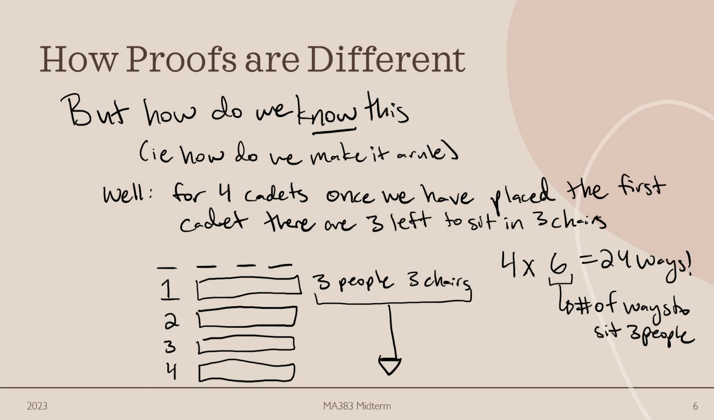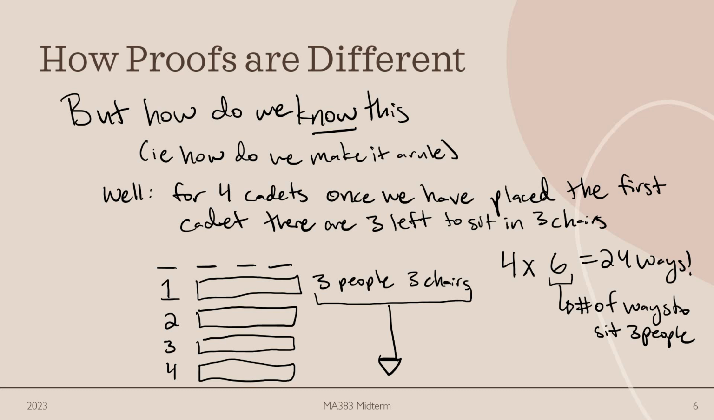Alright, but now, first cadet in the first chair, okay? Now there's 3 people and 3 chairs. So we know that for that specific set where you have 1 person in the first chair, there are 6 more ways to do that. But that was just putting the first cadet in the first chair. What if we put the second cadet there, or the third, or the fourth? So that shows that there's 4 different combinations, and then from each of those 4, we know that there's 6 ways in each of those groups that we can set these people up.